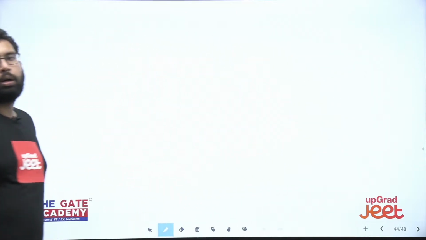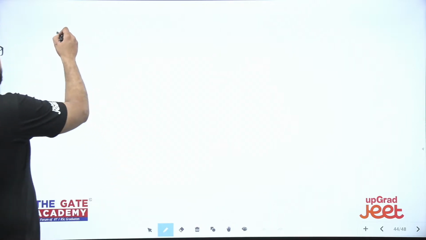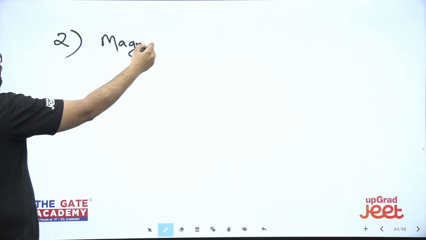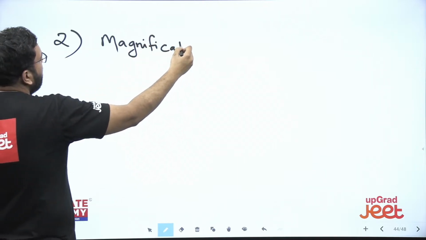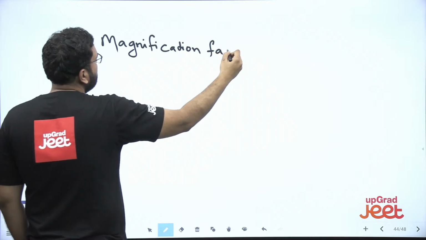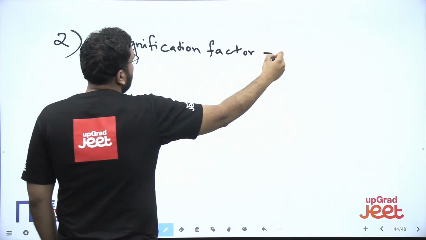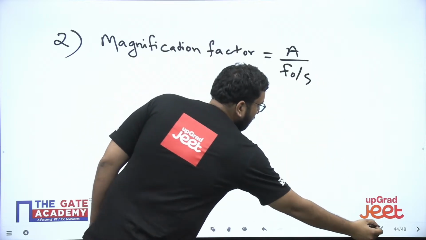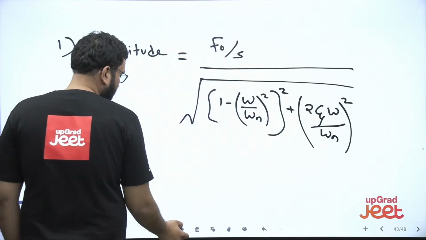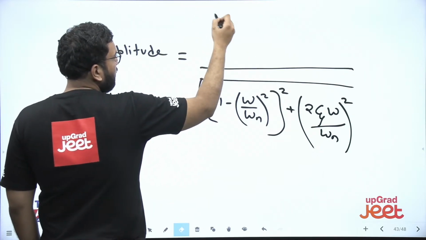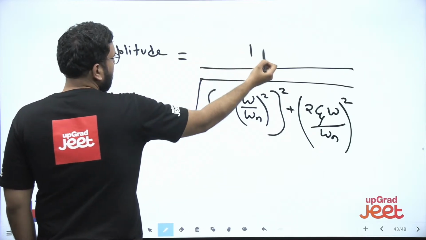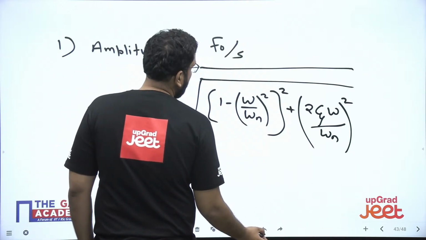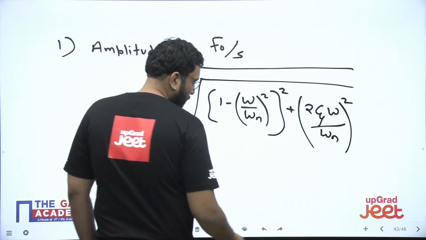The second thing is your magnification factor. This is nothing but A upon F naught by S. So in the previous formula, if you cancel this F naught by S down, just delete it, and put it equal to 1, this will become your magnification factor, right? I'm not going to write it down again. I hope you can do it by yourself.